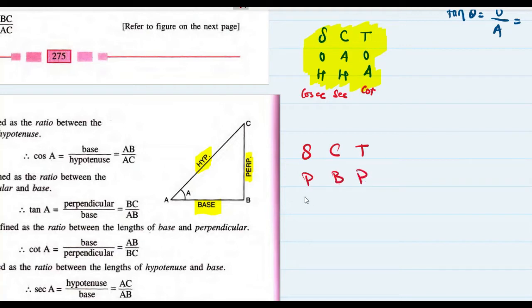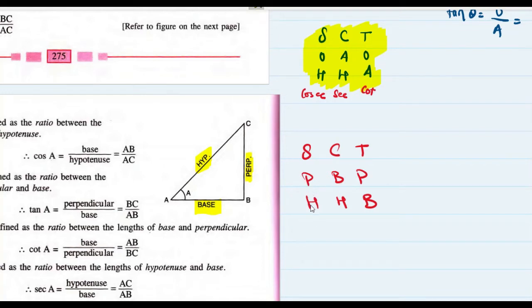PBP, HHB, PBP, HHB. There are some mnemonics you will find on the internet, and many students have figured out a way of remembering this PBP HHB. So what is this PBP HHB?